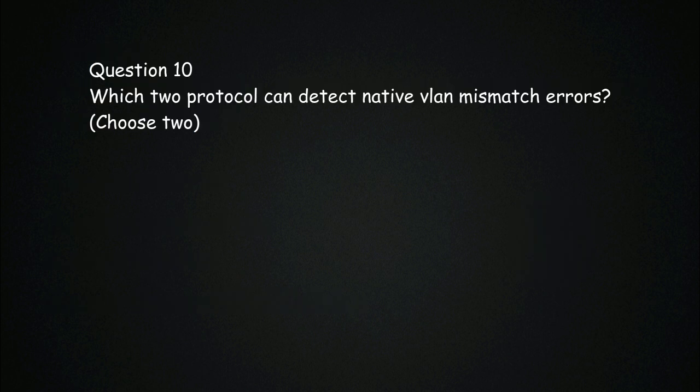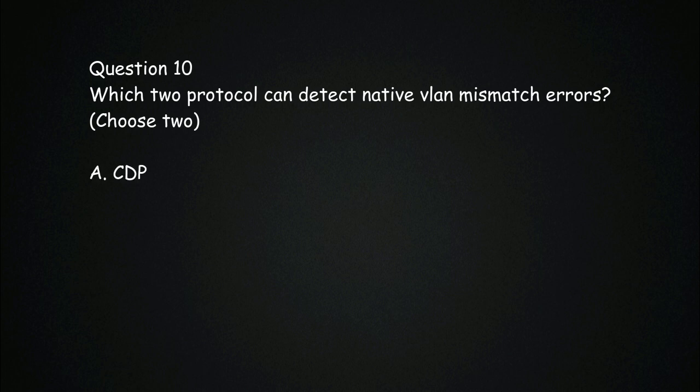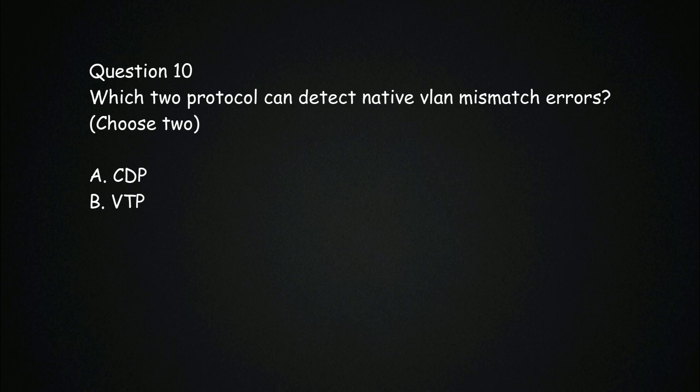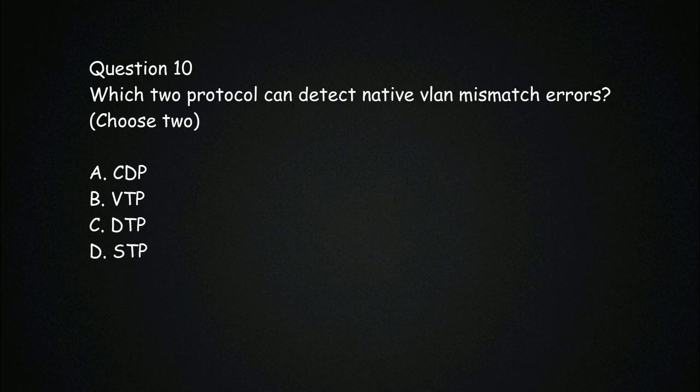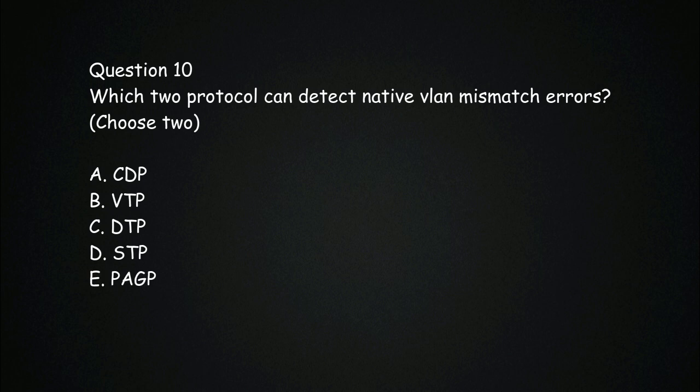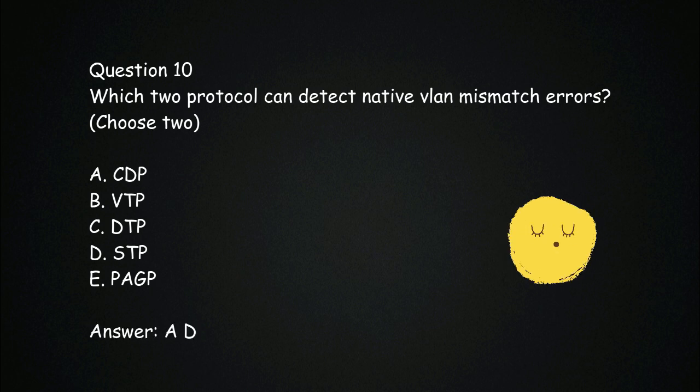Question 10. Which two protocols can detect native VLAN mismatch errors? Choose 2. A. CDP. B. VTP. C. DTP. D. STP. E. PAgP. Answer is A and D.